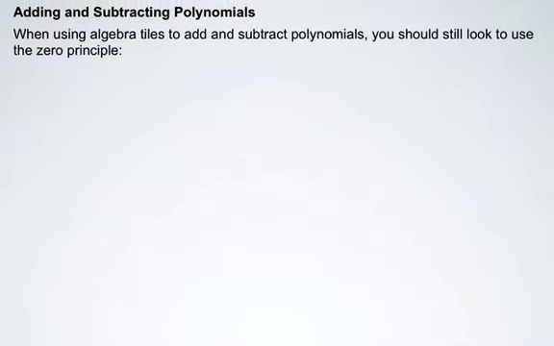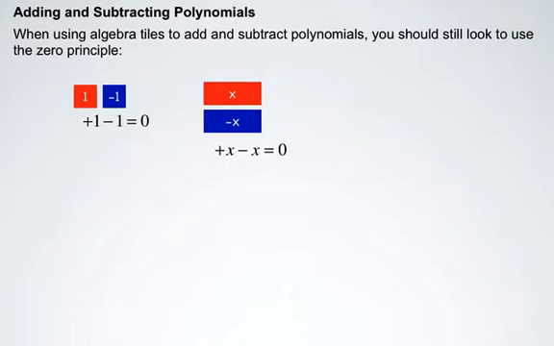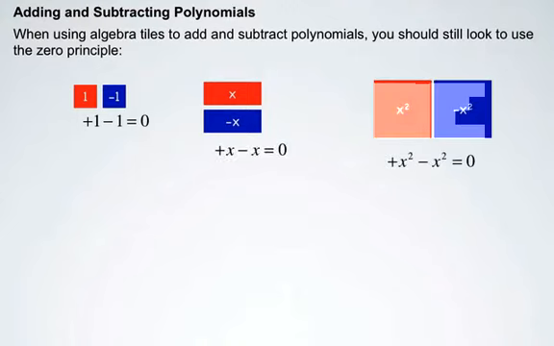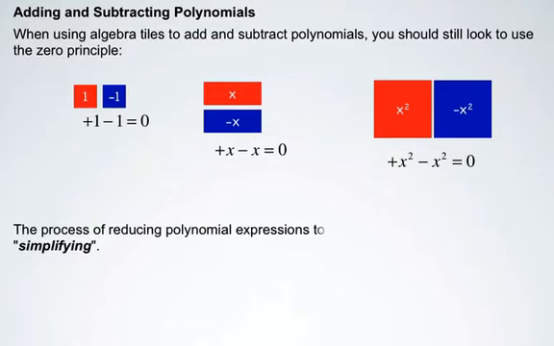When using algebra tiles to add and subtract polynomials, we should still be looking to use the zero principle. There's a 0, there's a 0, or there's a 0. So whenever you have a positive red and a negative blue tile that are the same size, they cancel out to be 0. So the process of reducing polynomials to fewer terms is called simplifying.